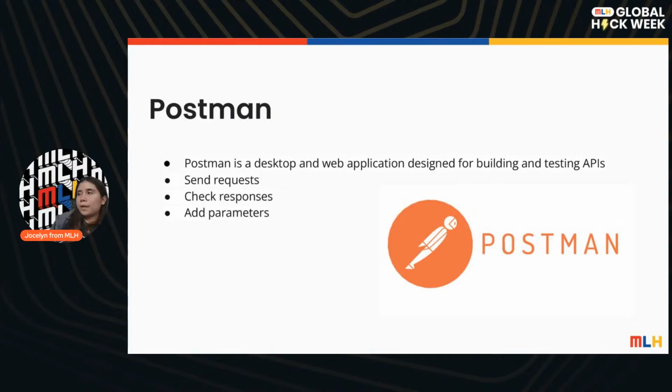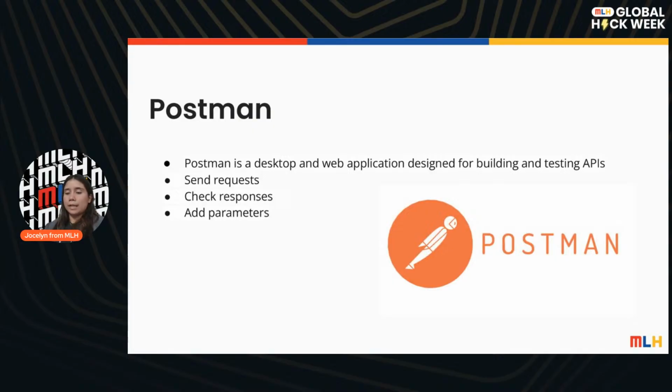All right, so now moving on to the Postman part. I think we are nearly at the middle of the stream, so it's now time to start working on what we're going to be doing today. So Postman is a desktop and web application designed for building and testing APIs. You can do several things in Postman. You can send requests, you can check responses, and you can also add your own parameters. So you can see this as a test hub for your APIs.